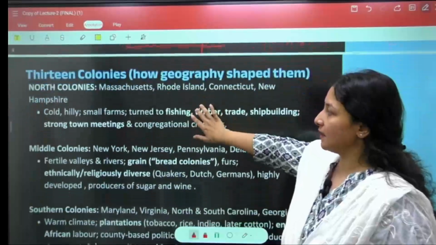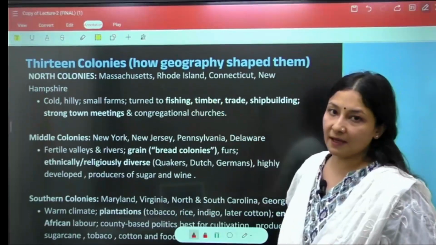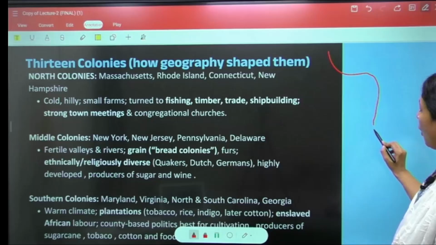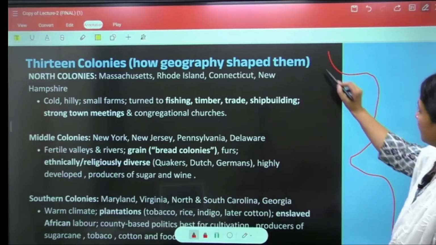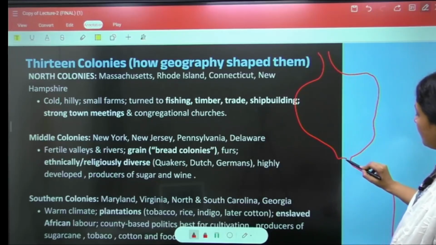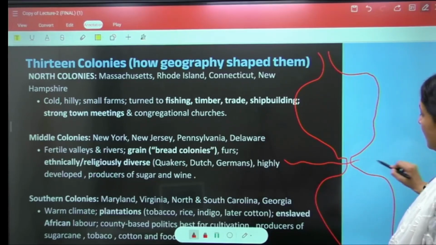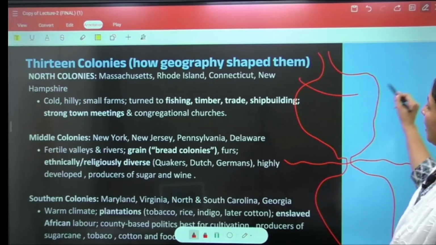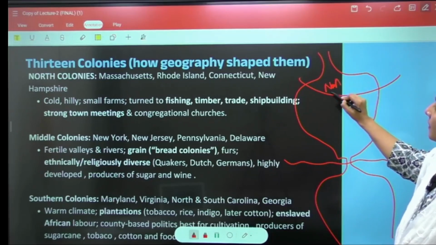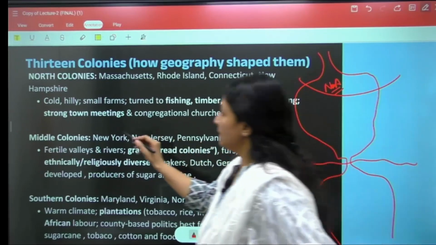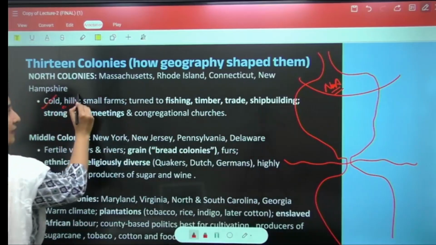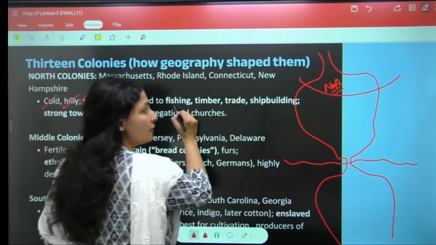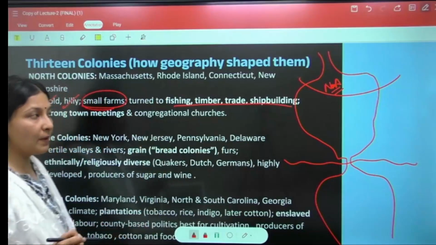Leads to US independence. Now understand how the geography of the USA was. This is South America and this is North America. It is said that the northern part of America was cold and hilly, and there were small farms. So this was used for fishing, trade and shipbuilding.